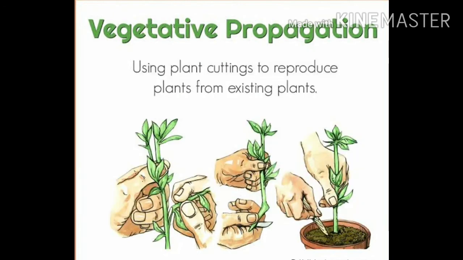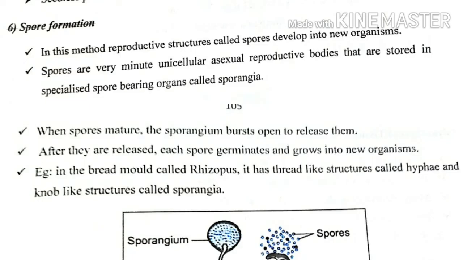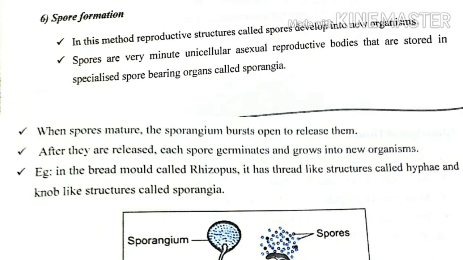So with that, we have come to the end of the asexual method known as vegetative propagation. Next, we are moving on to the sixth method, which is known as spore formation. So let us see what is happening in spore formation. Now, in this method, the reproductive structures called spores will develop into a new organism. Here the reproductive structures are known as spores, which are going to develop into a new organism.